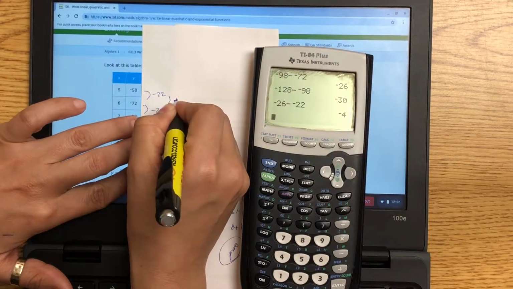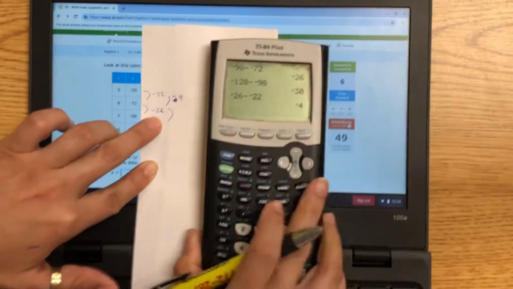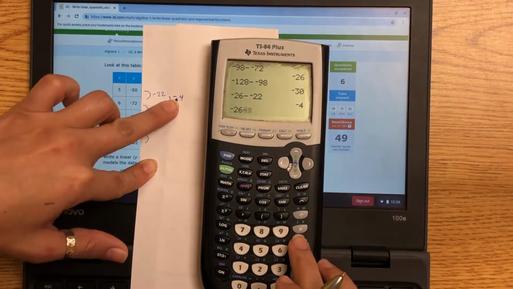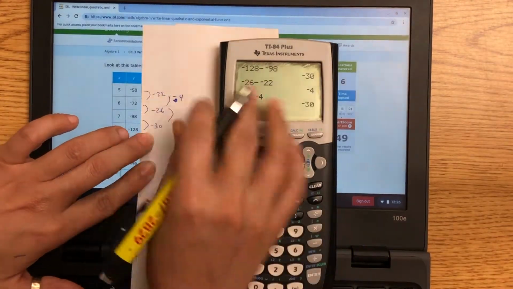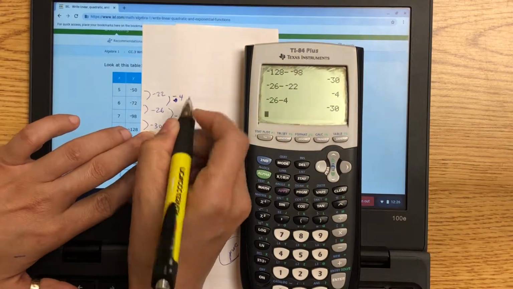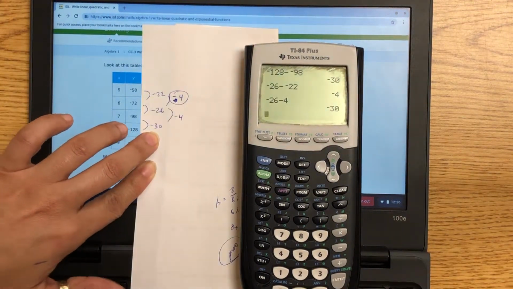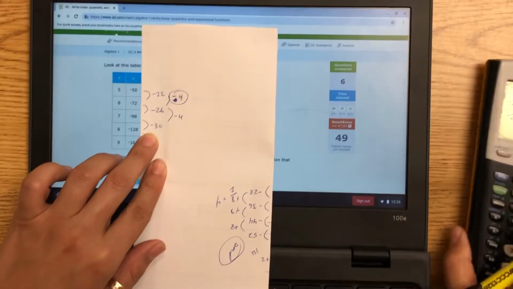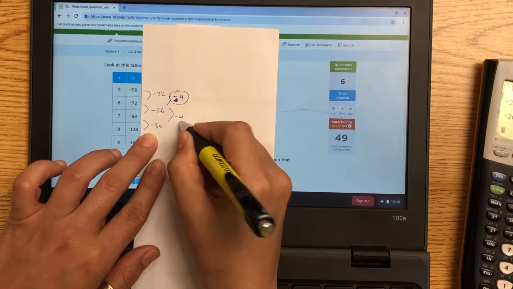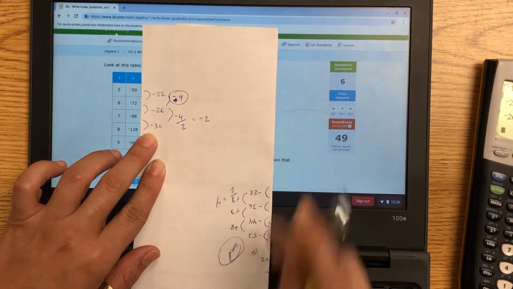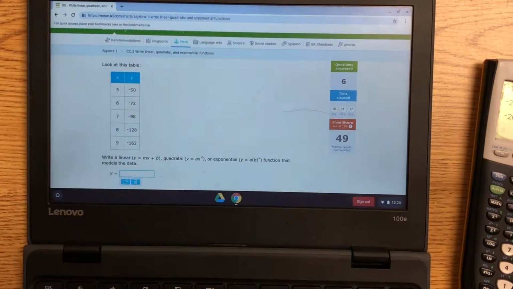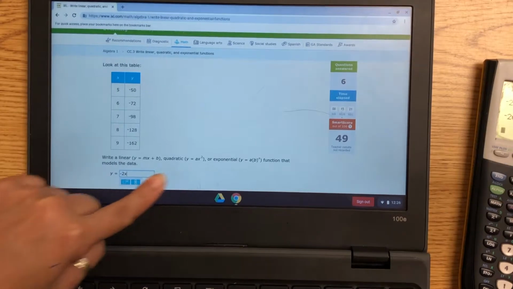All right, so then negative 26 minus 4 equals negative 30, so that works. All right, so my second difference, once again, my second difference is negative 4. To get a, I have to divide it by 2, so that's going to give me negative 2. So it's going to be y equals negative 2x squared.